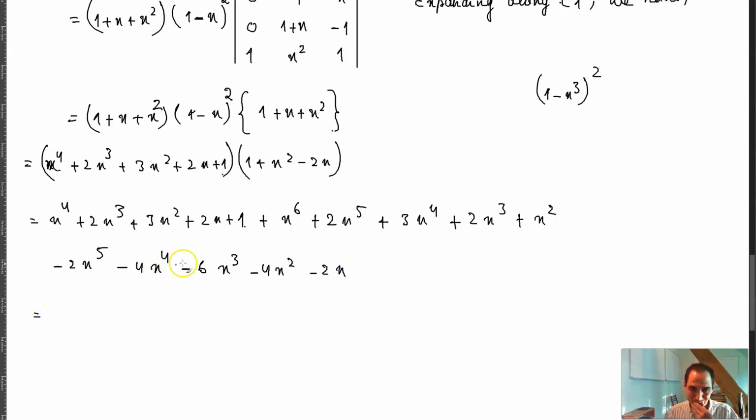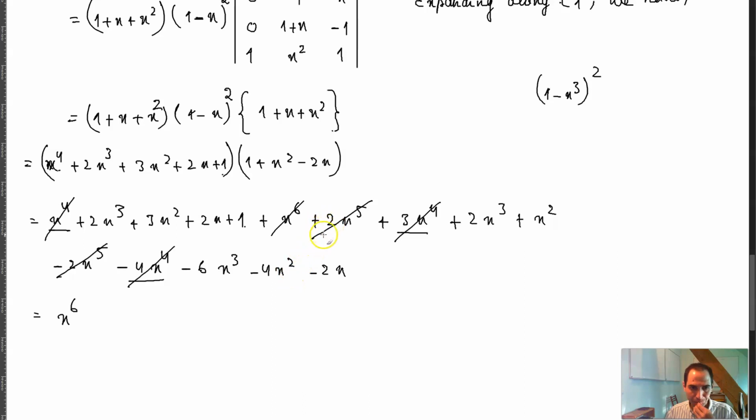Which is equal to, now I have x raised to the power 6 here, and only one of them, so I have x raised to the power 6. X raised to the power 5, x raised to the power 5, they will cancel out. X raised to the power 4, I have 1 over here, 3 over here, and 1 over here, so that is 4 times x raised to the power 4 minus 4 times x raised to the power 4. They will cancel out.